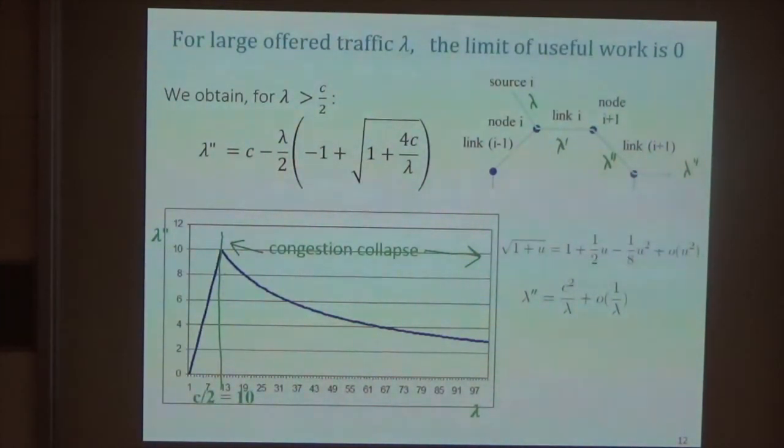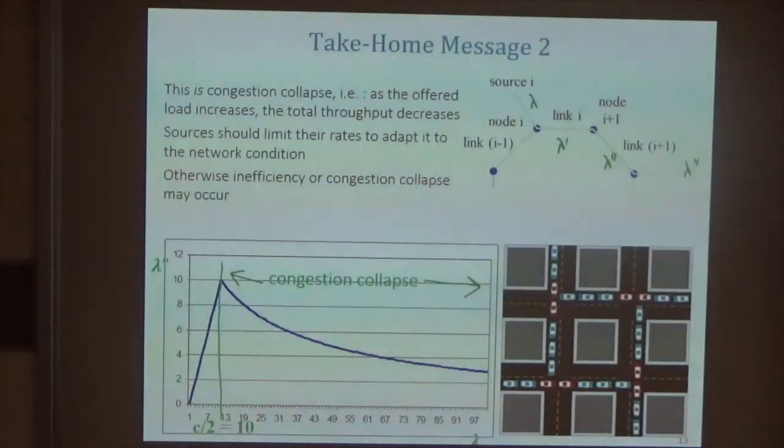If we want to see what happens when lambda gets very large, we can do a limited development, an asymptotic expansion of this as a function of lambda when lambda goes to infinity, and we find that it is in 1 over lambda, which means when lambda goes to infinity, it goes to 0. So that is a very characteristic congestion collapse. If you increase the inputs into this network, eventually it gets completely blocked, nothing gets out. The throughput goes to 0. So take-home message: this is congestion collapse, like in the intersection in Paris, which is shown in another example here.